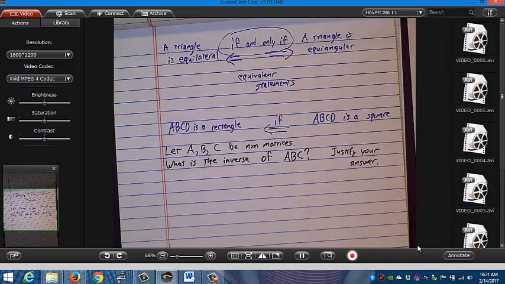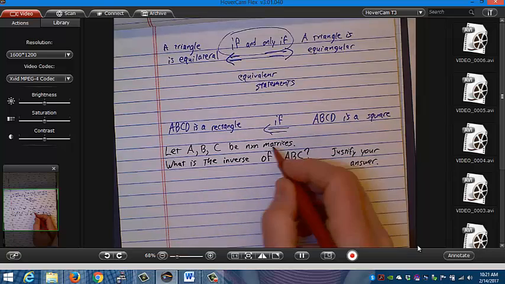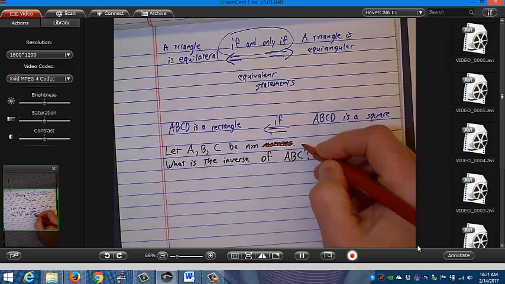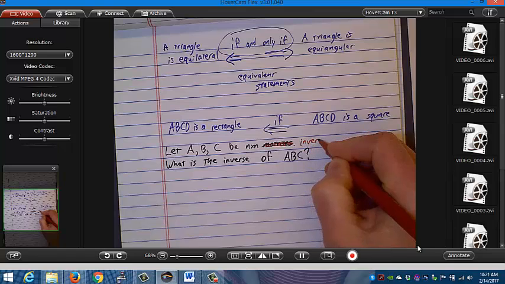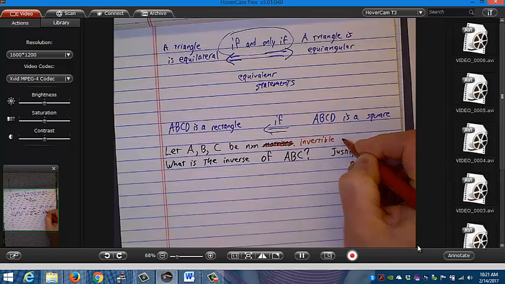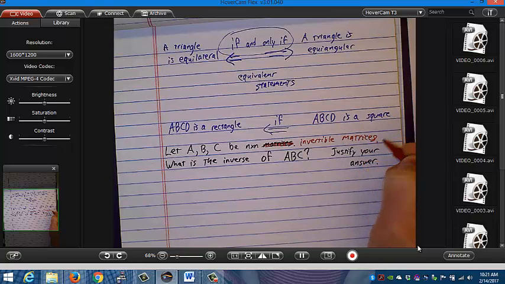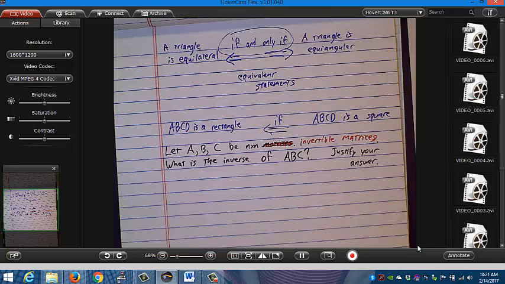I'm noticing that it actually is not a perfectly worded question. I shouldn't just say n by n matrices. I should say n by n invertible matrices. Do you know what that word means? Yeah, so each one has an inverse, okay? So that's my assumption. Then the question is, what is the inverse of ABC?